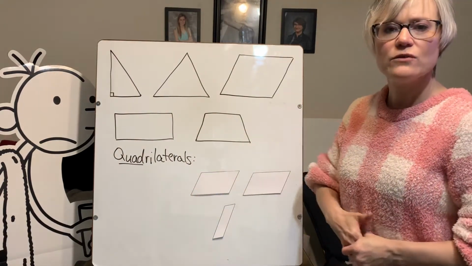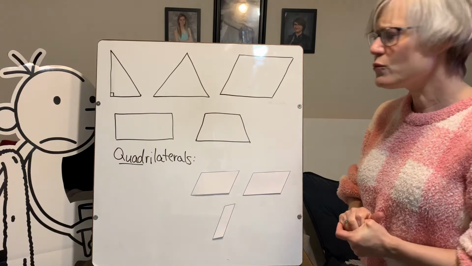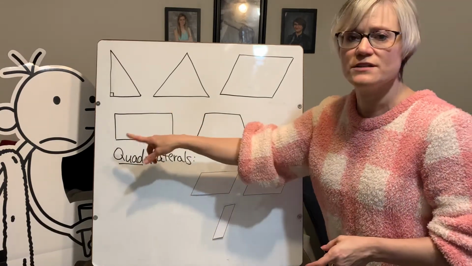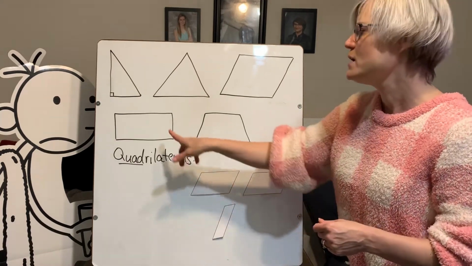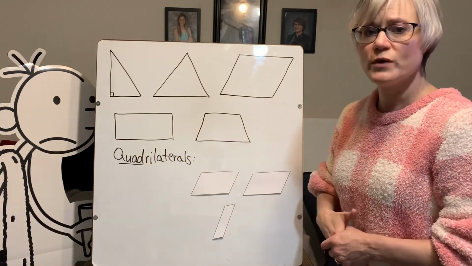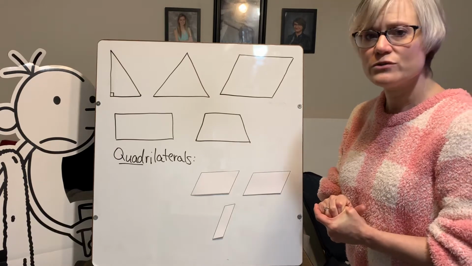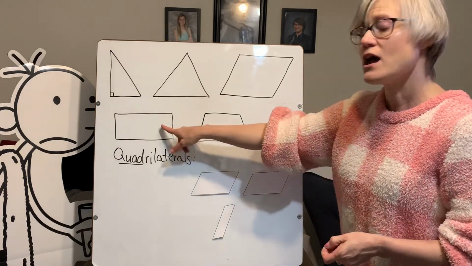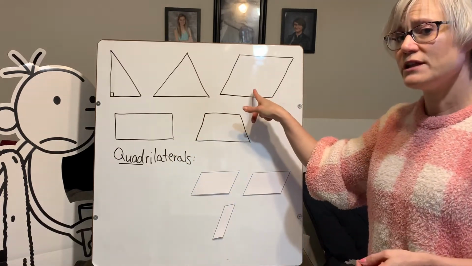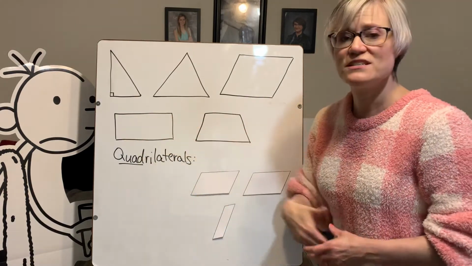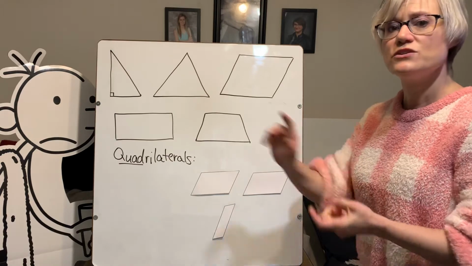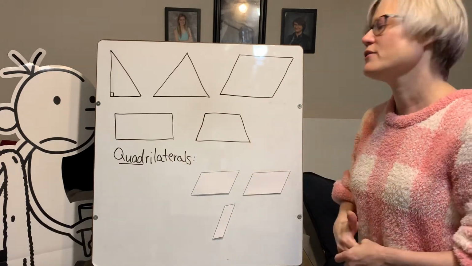Then we have a rectangle. A rectangle also has opposite sides that are parallel, but it has an additional feature. All of the corners are square corners or 90-degree angles. All right, so a rectangle can be considered a parallelogram because by definition a parallelogram is opposite sides are parallel. So rectangles are also considered parallelograms.